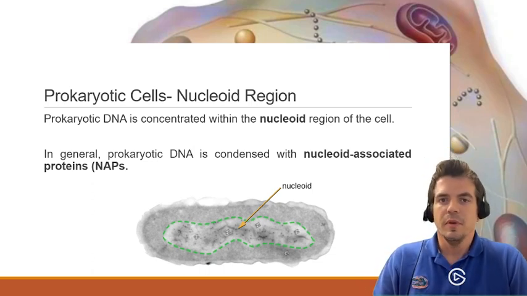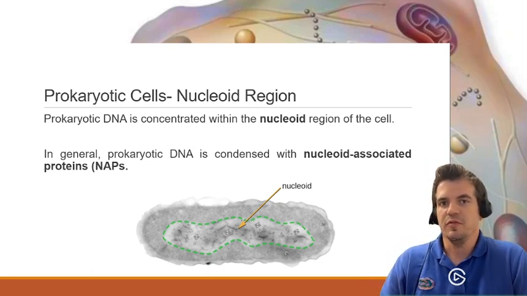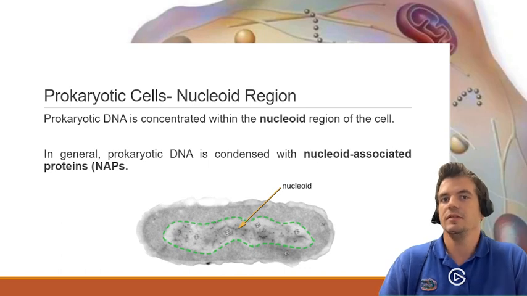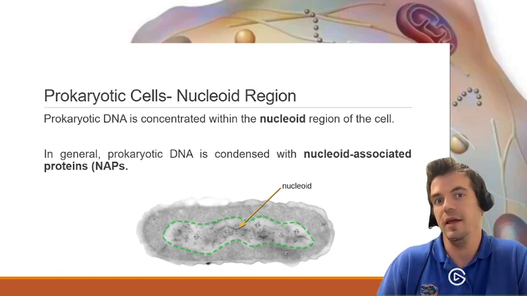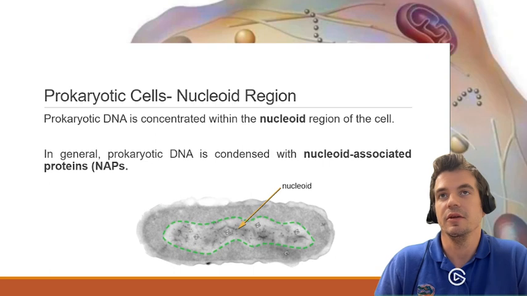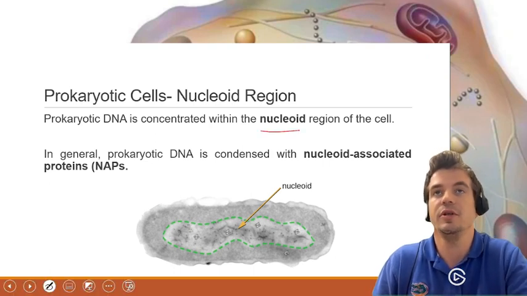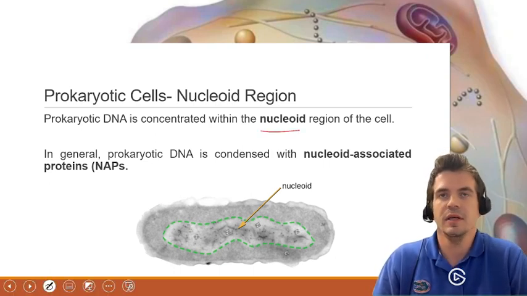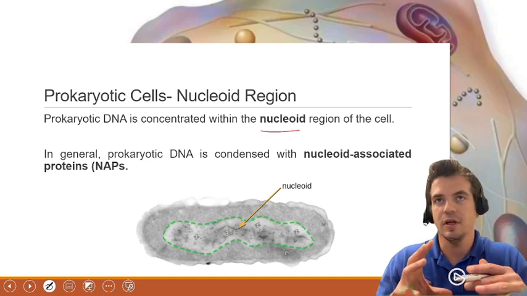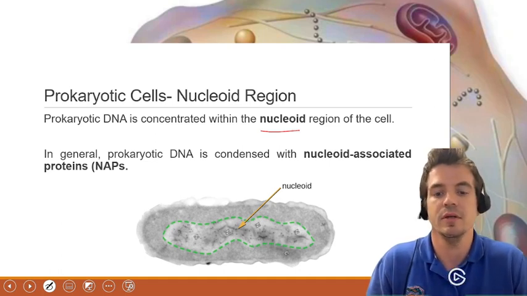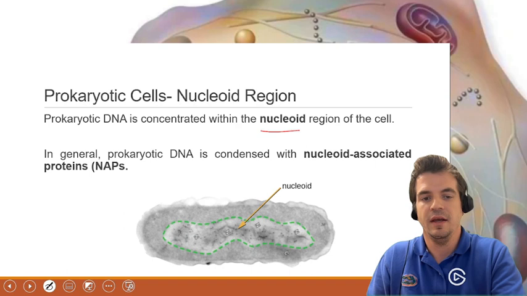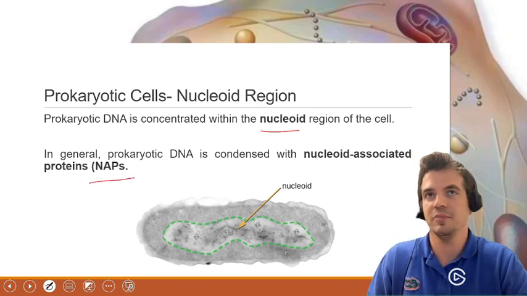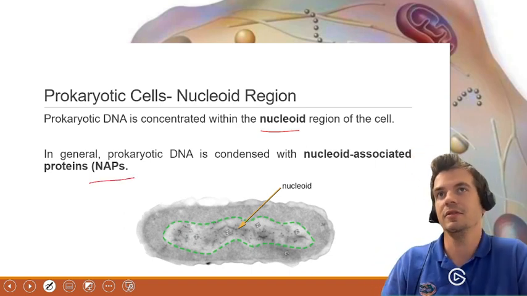The best thing to take away from this is that there is no nucleus in a bacterial cell. There is only a nucleoid region. That nucleoid region is about where all of the DNA is, and inside you have these NAPs that help condense the DNA.